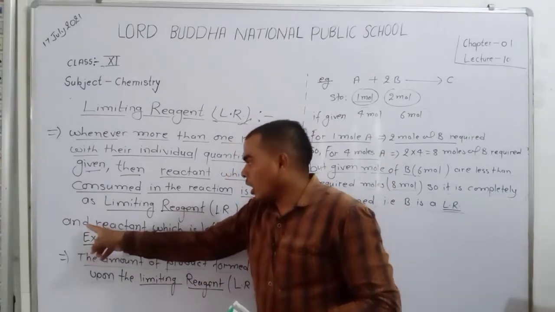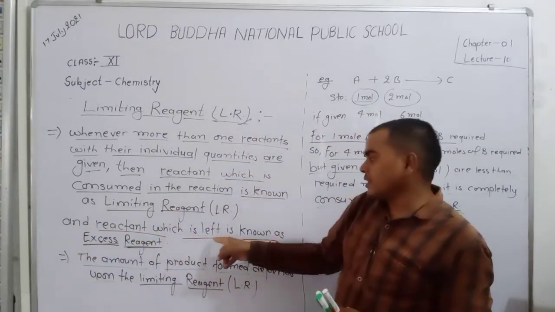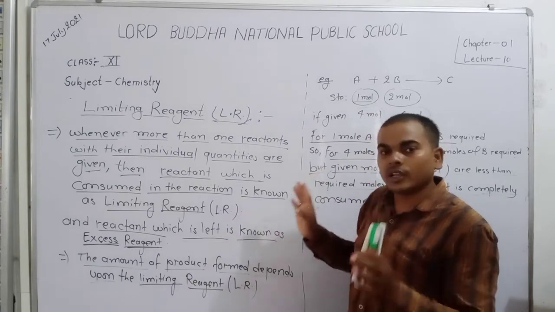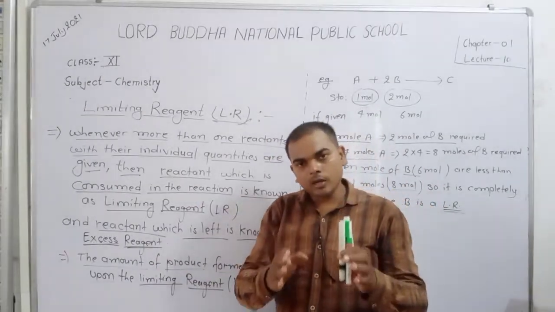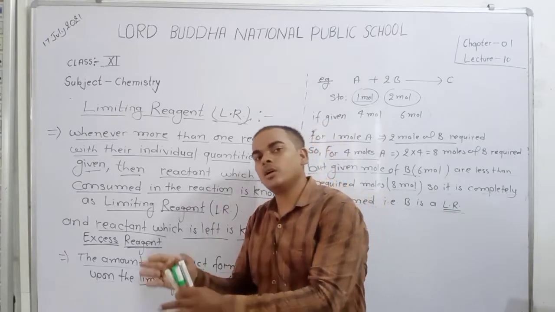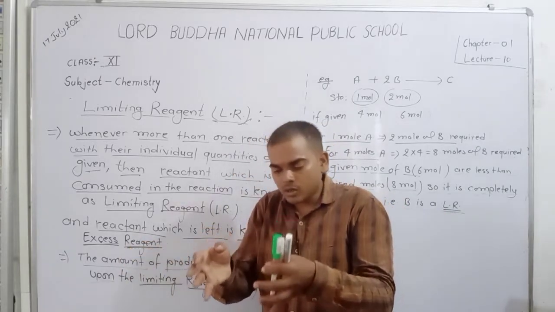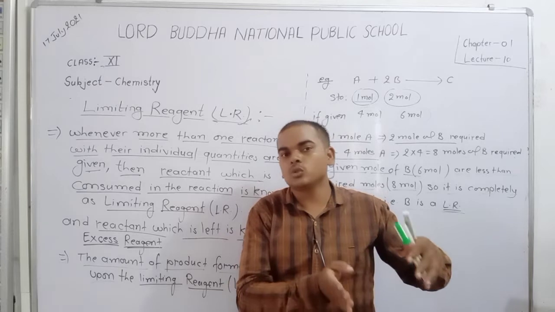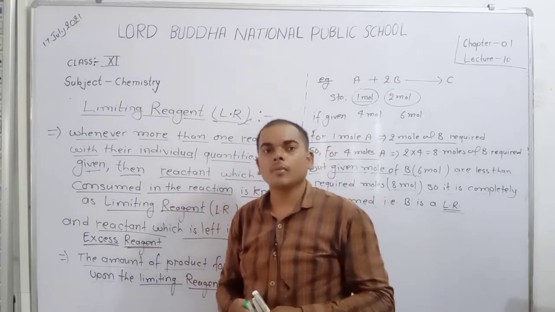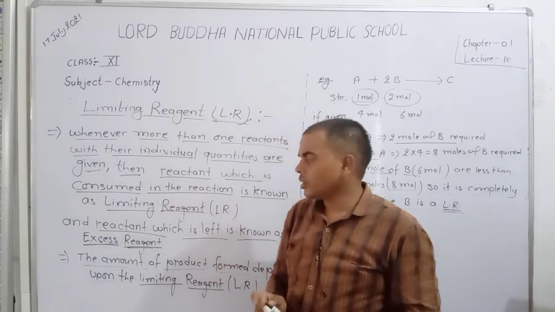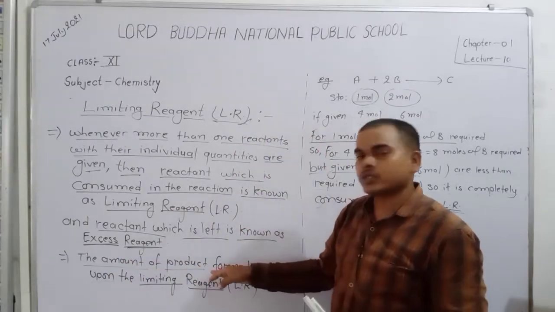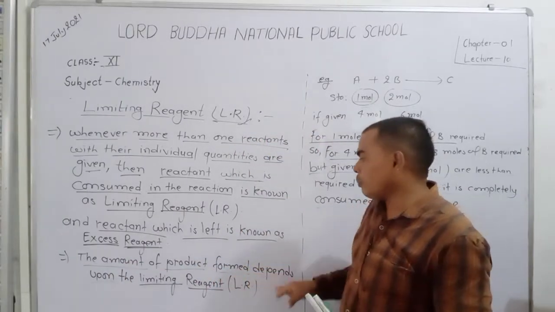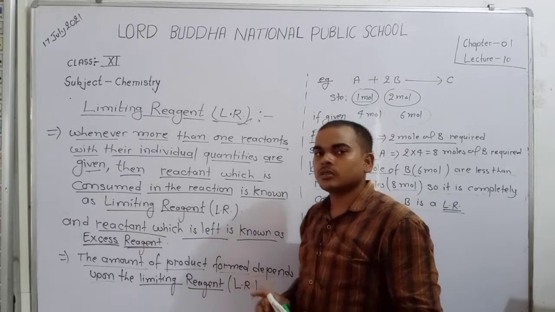Here, the reactant which is left during the reaction is known as the excess reagent. That means hydrocarbon is the excess reagent, whereas oxygen, which is consumed during the reaction, is known as the limiting reagent. Dear student, the amount of product formed depends upon the limiting reagent.